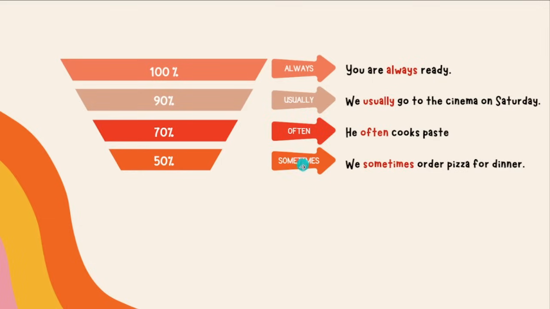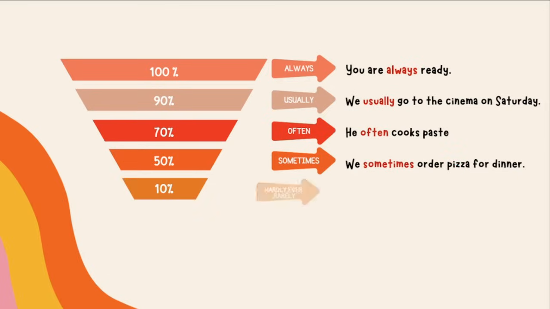The other one is the word sometimes. So the example of that is, we sometimes order pizza for dinner. So it says here it's only 50%. So we can say that for example, for the 7 days in a week, we only order like 3 times or 4 times. It's like half of the week we order pizza. That's why we use the word sometimes.